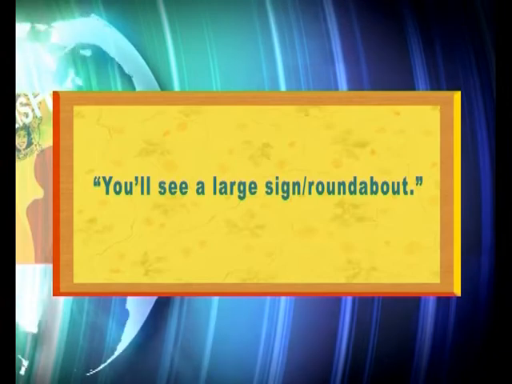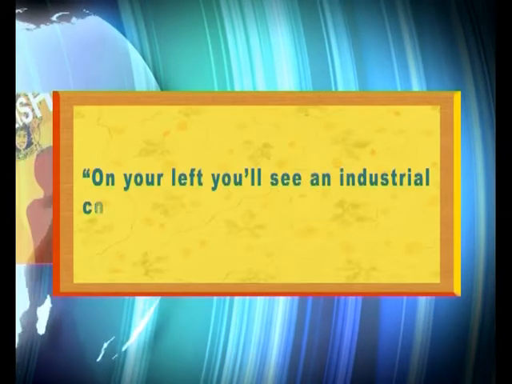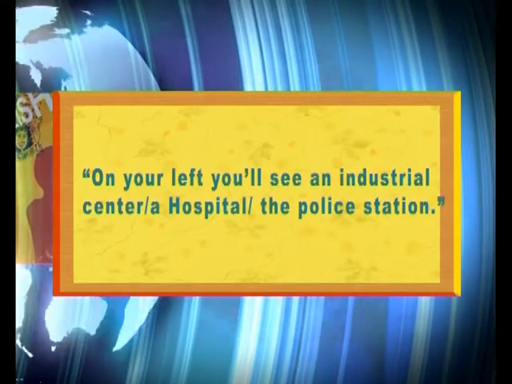You can say, for example, you will see a large sign or roundabout, and you read that, there will be the name mentioned, and from there you can judge how many kilometers away it is, and then you can reach there. Or on your left, you will see an industrial center. From there you can reach the hotel. Or on your right, you will see a hospital, and on the top, this sort of writing is there. You can simply see the color, blue color, and then from there you can reach your friend's home.